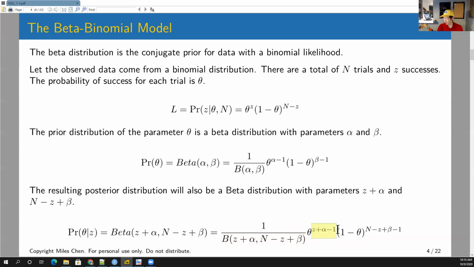Basically, whatever theta is raised to, this alpha minus 1 becomes z plus alpha right here, and then whatever this is raised to, you basically add 1 to it, and you get this function. Okay, so I think this is what we spent all of Wednesday going over, and we established this on Wednesday, so I'm hoping this is okay so far. All right, so far so good.